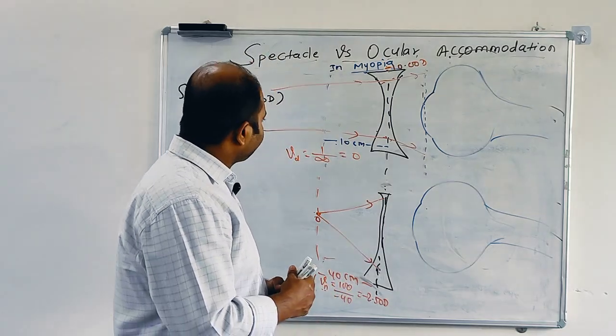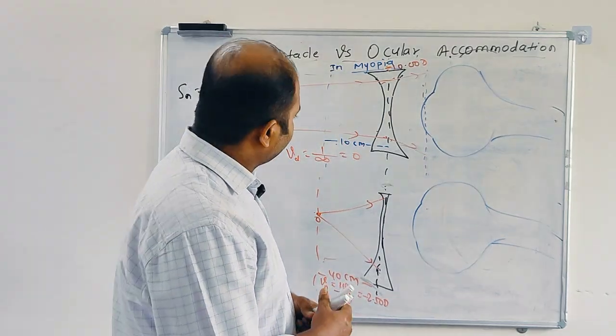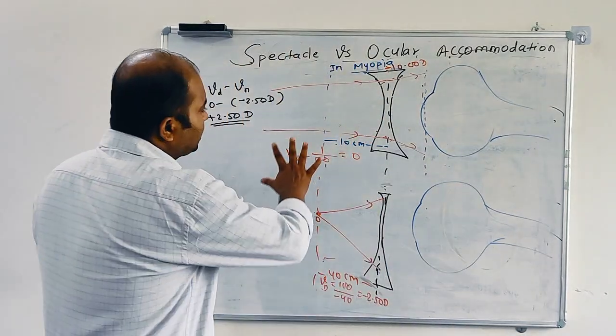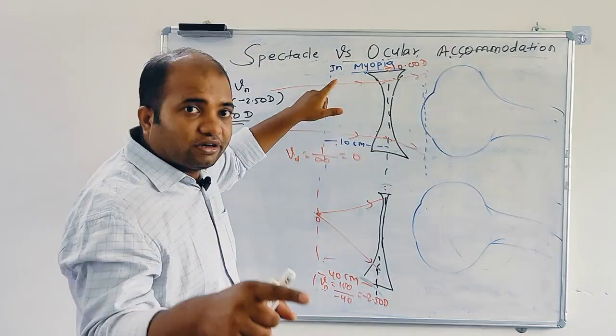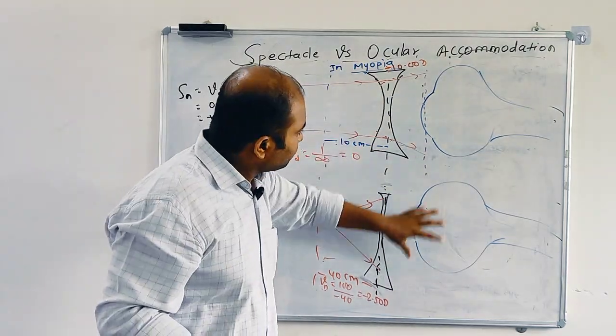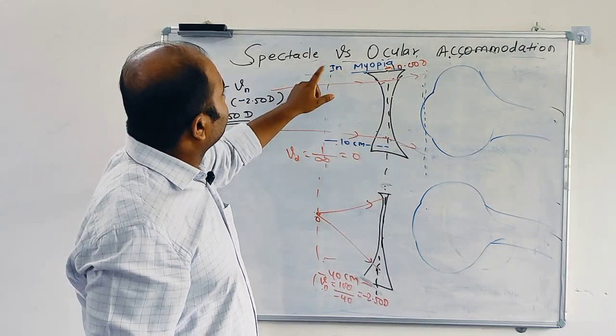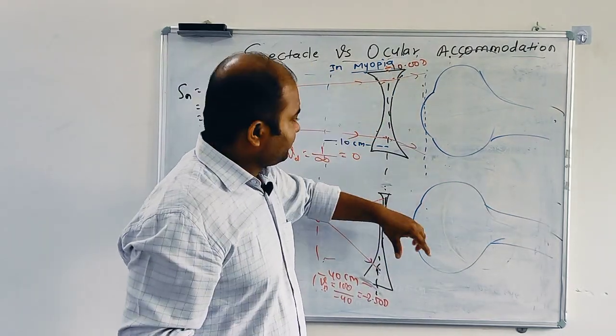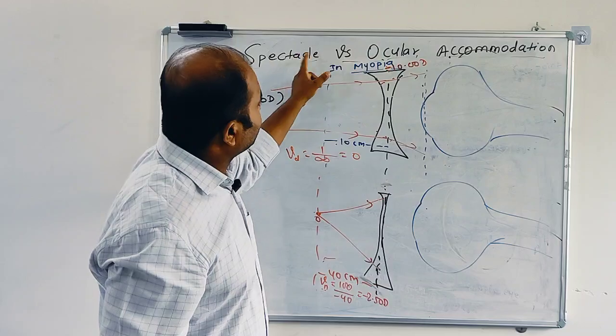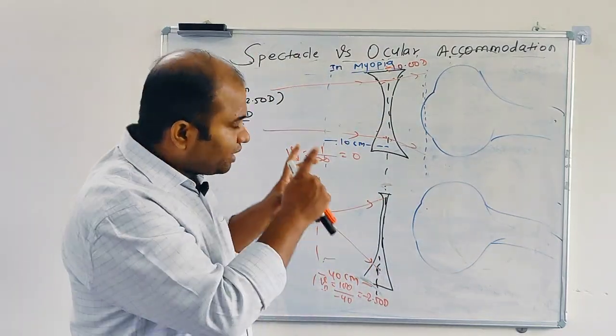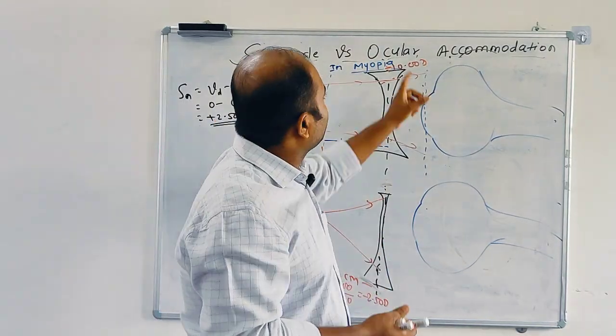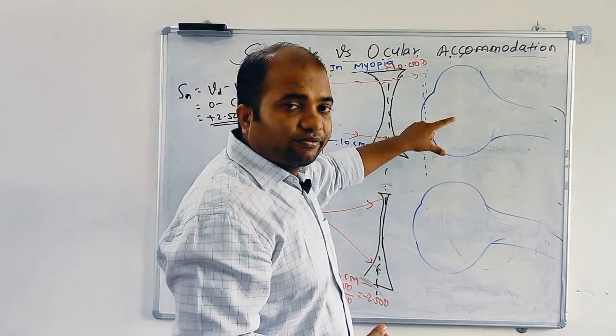So here, now you make a different diagram, the same diagram, for ocular accommodation in myopia. This I have already discussed for spectacle accommodation in myopia. Make a different diagram, give the title ocular accommodation in myopia, right?